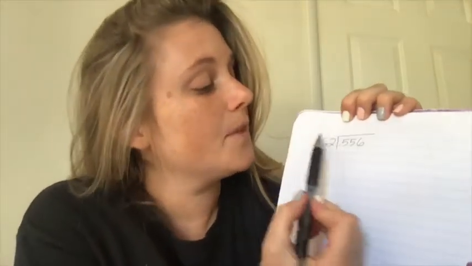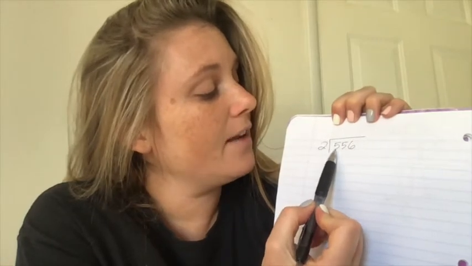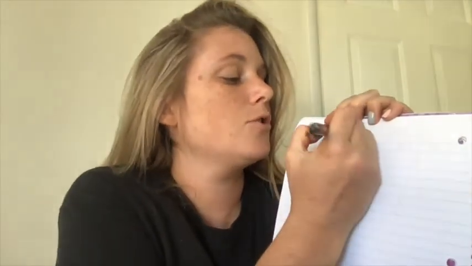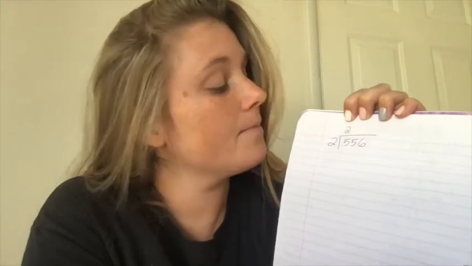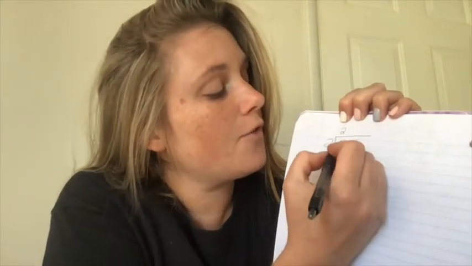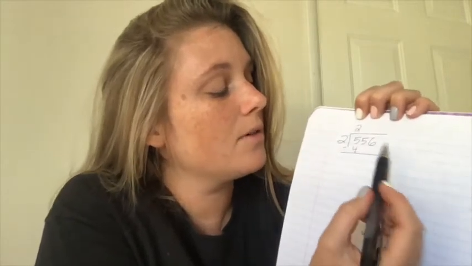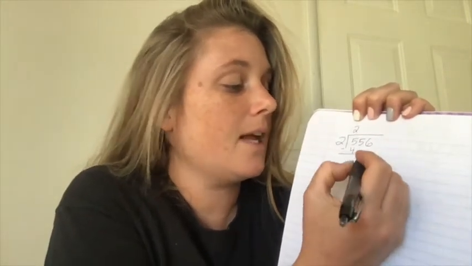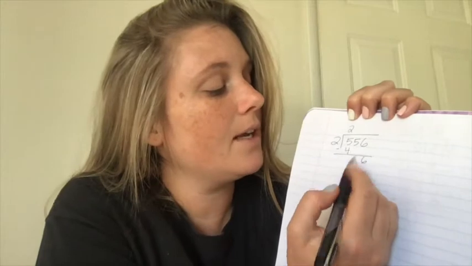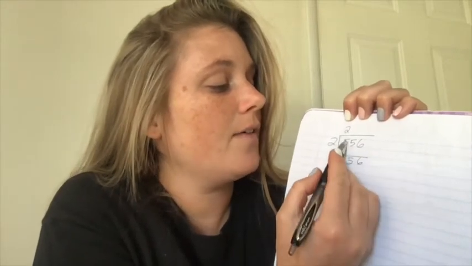Here we go. First step, divide. 2 goes into 5. How many times? 2 times. Next step, multiply. 2 times 2 is 4. Next step, subtract and bring down. 6 take away nothing is 6. 5 take away nothing is 5. 5 take away 4 is 1.